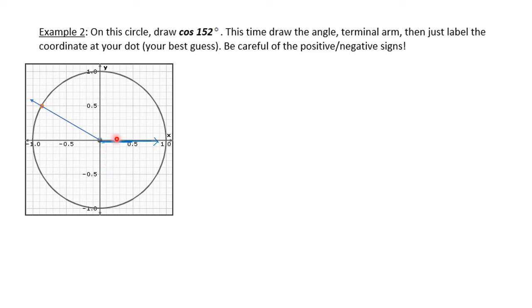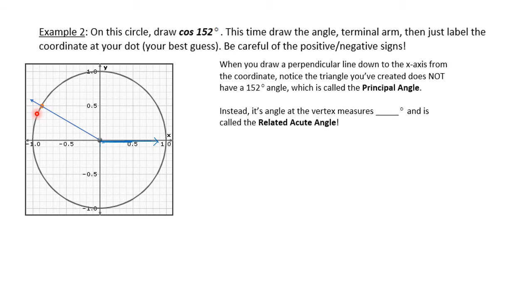So there's my initial arm, there's my terminal arm, there's my coordinate, because I guessed at about where 152 degrees would be. When you draw a perpendicular line, remember on the last slide, we were up here, our terminal arm was up here, and we drew a line straight down. So this time we're going to draw a line straight down to the x-axis. When you draw a perpendicular line down to the x-axis from the coordinate, notice the triangle you've created does not have a 152 degree angle.